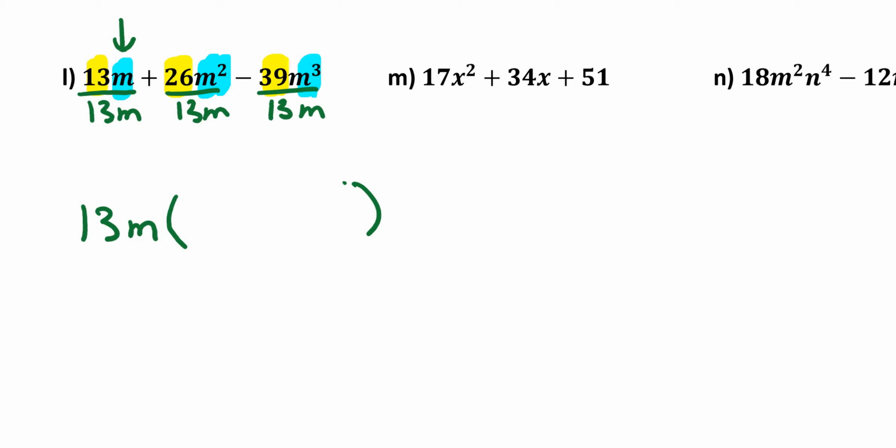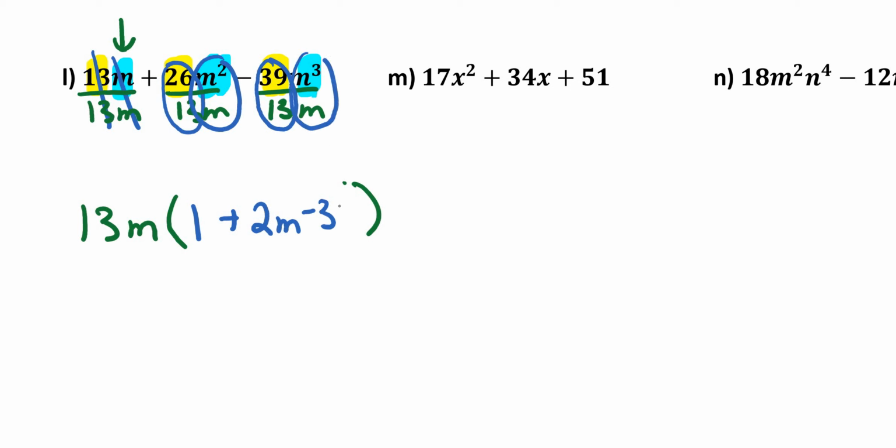Okay, so back to the first term, 13m divided by 13m, same thing, that just gives you a 1, plus 26 divided by 13 is 2. And then m squared over m is a single m. 39 over 13 is 3, so minus 3. And m cubed over m is m to the power of 2. So my final answer is 13 times 1 plus 2m minus 3m squared.